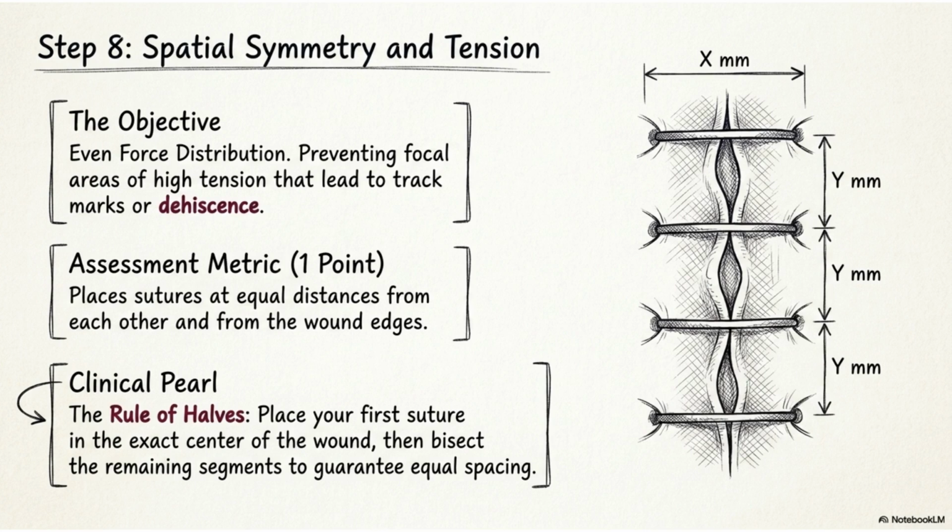Step 8 focuses on spatial symmetry and tension for even force distribution. Place sutures at equal distances from each other and from the wound edges. This prevents high-tension areas that cause track marks or dehiscence. Use the rule of halves for guaranteed equal spacing.